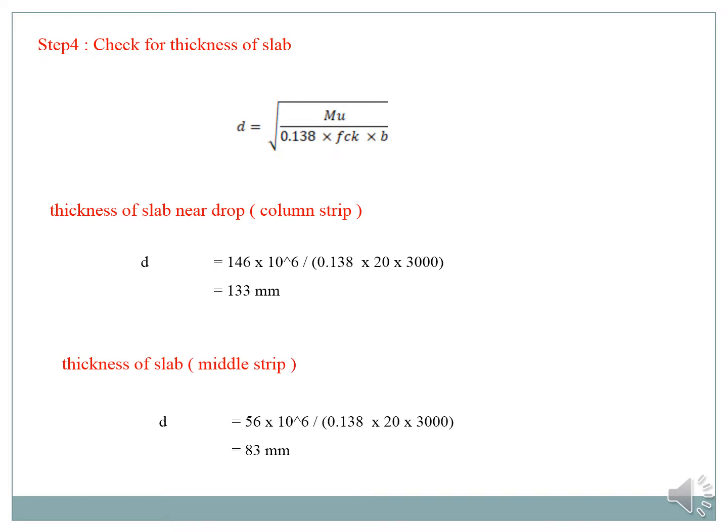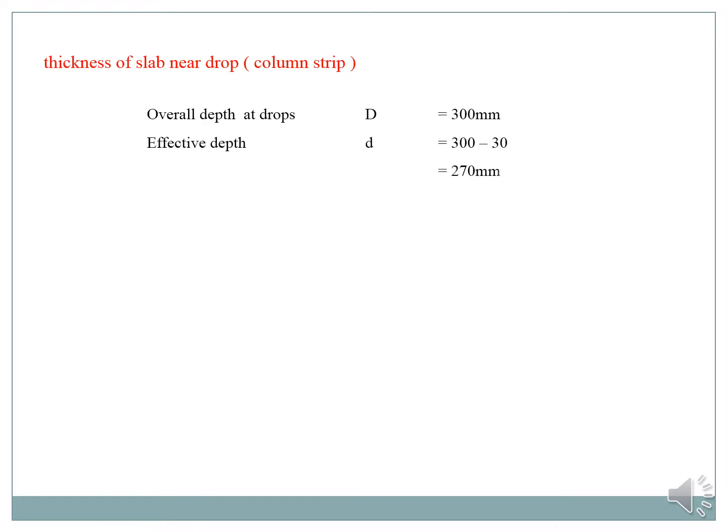And thickness of slab, middle strip. So d is equal to, applying the middle strip moment value, you get the answer, d is equal to 83 mm. So thickness of slab near drop, middle strip: overall depth capital D is equal to 300 mm and small d is equal to 300 minus 30.